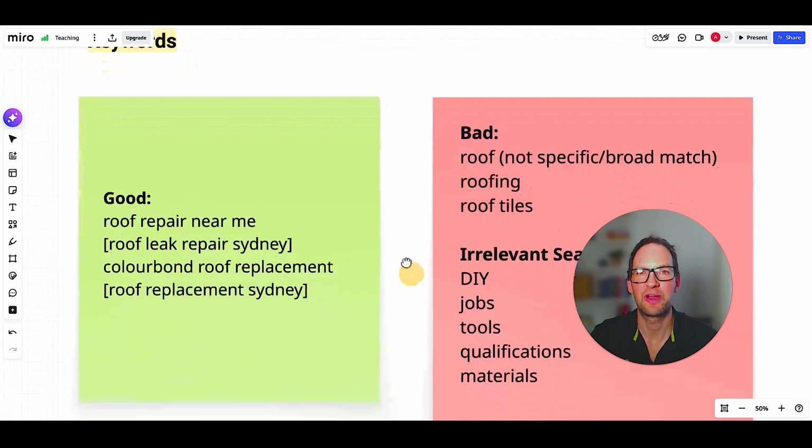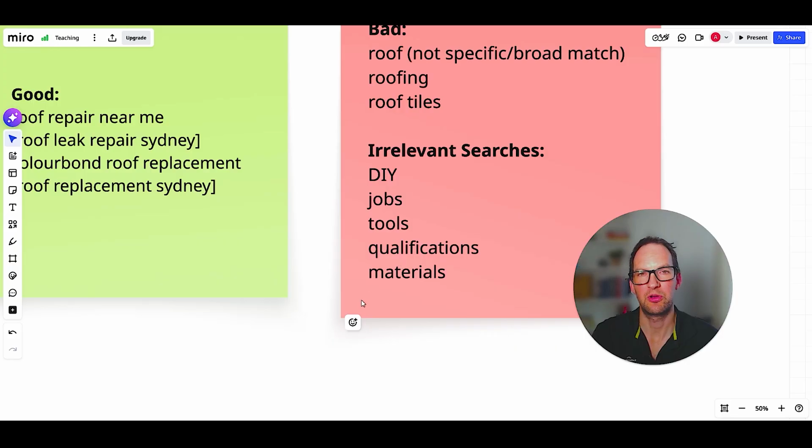As part of your keyword strategy, you want to be adding negative keywords. Now, negative keywords prevent your ads from showing up for irrelevant searches for keywords that you add into your account. For example, if you add in DIY, jobs, tools, qualifications, that's going to stop your ads showing for any searches that contain those type of keywords.